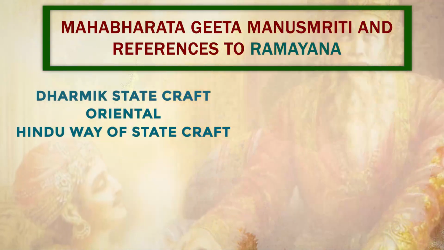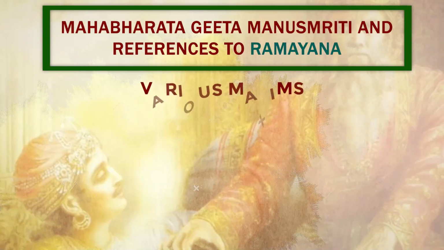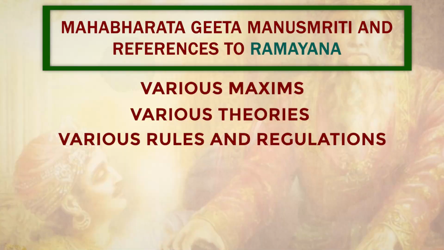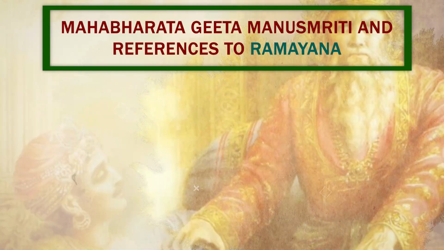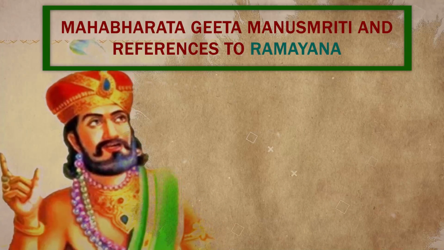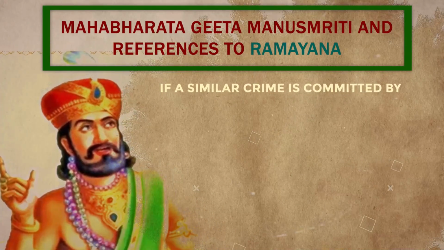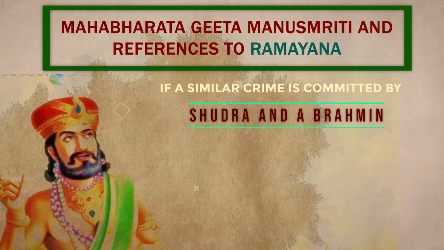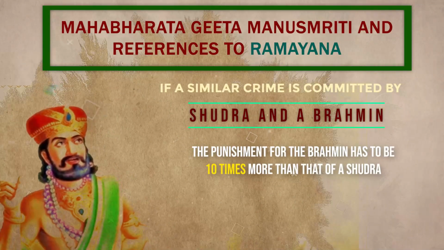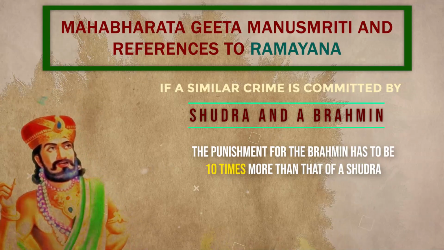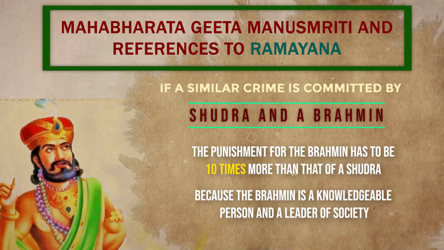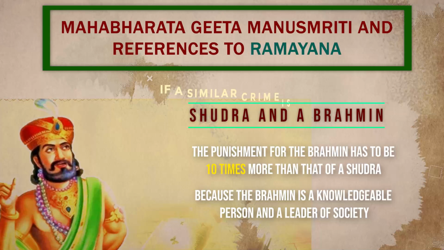Vidut tells us about various maxims and various theories and various rules and regulations by which a Rajan should rule. One example is in Mahabharata it is mentioned that if a similar crime is committed by a Shudra and a Brahmin, the punishment for the Brahmin has to be 10 times more that of a Shudra. Because the Brahmin is a knowledgeable person and a leader of society, he has more responsibility to abide by the law, abide by truth, abide by dharma than a Shudra.